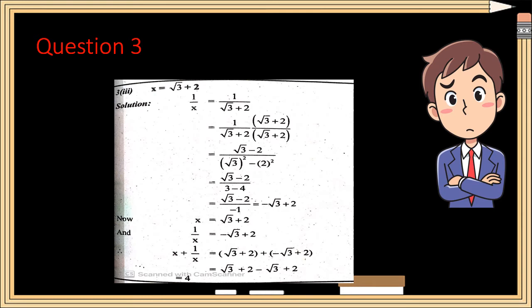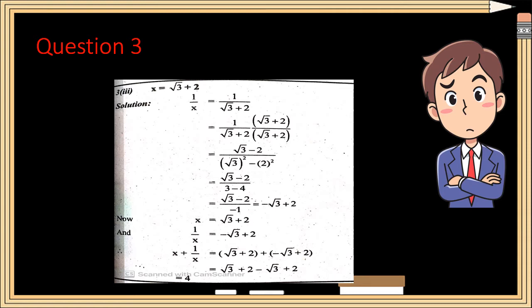In question number 3, part 3, you have x is equal to square root of 3 plus 2. Now same as in part 1, you have to write 1 over x, that is 1 divided by square root of 3 plus 2. So now you will rationalize the term. In the denominator you will multiply it with its conjugate and divide it with the same. So you have square root of 3 minus 2 divided by (square root of 3 minus 2) whole square.